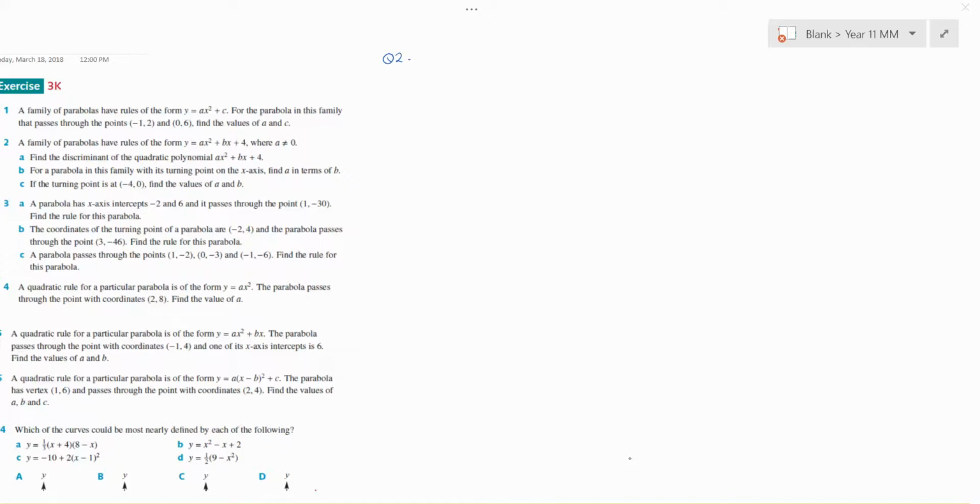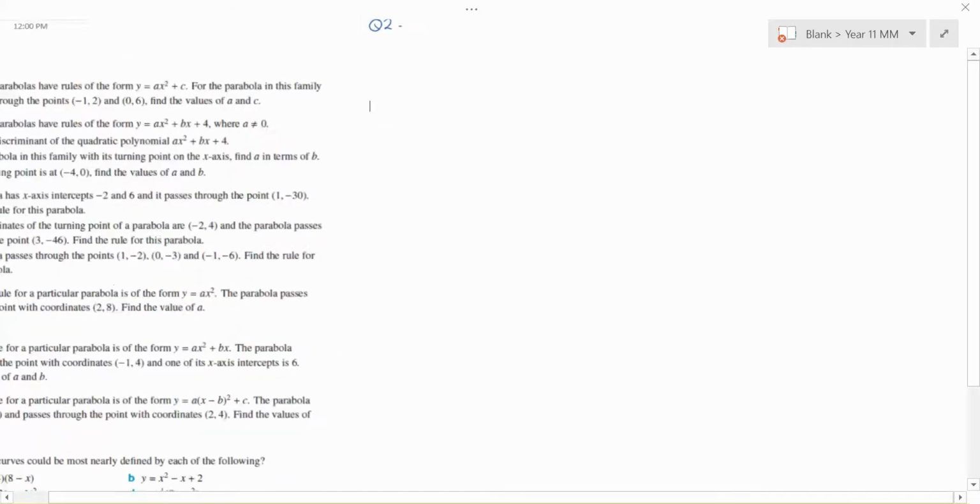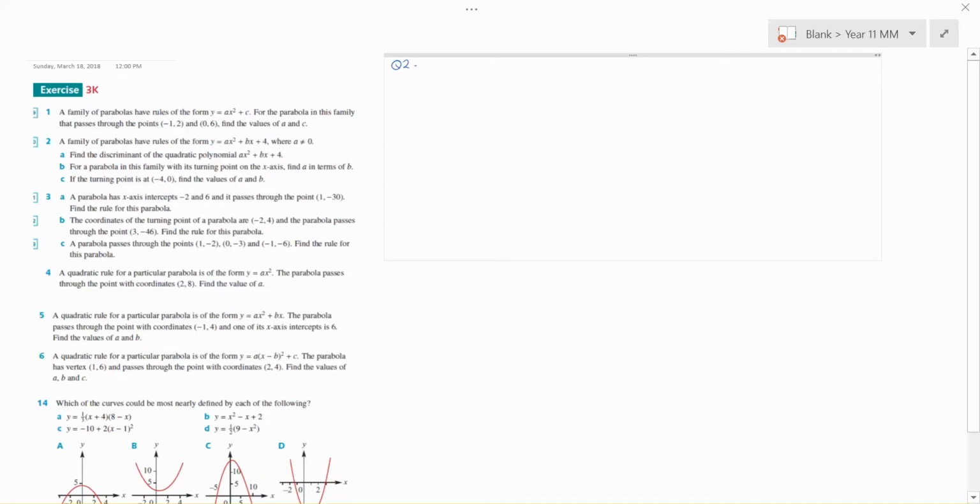Year 12s, Year 11s, I'm going to go through some of the questions from Exercise 3K just to give you an idea of how to do the questions. But here we go. Question 2, let's have a look at question 2.